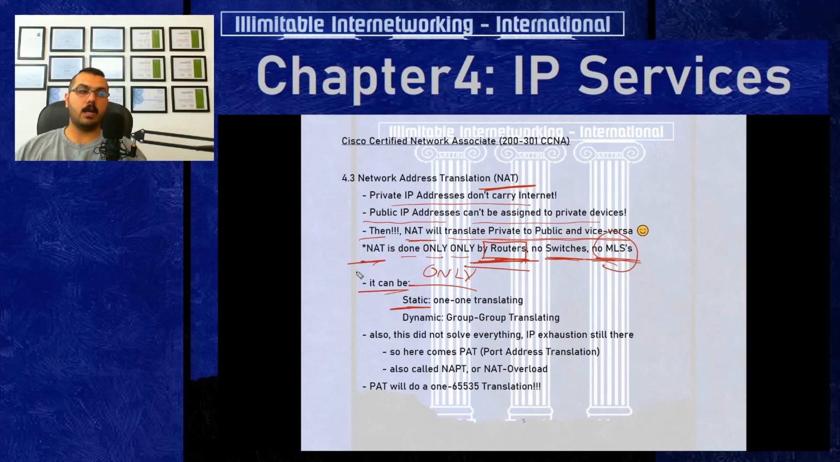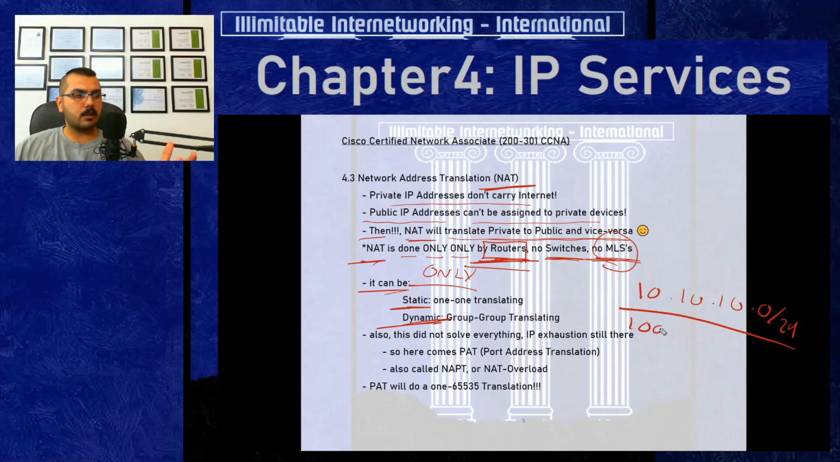So what you'll have is dynamic translation. Dynamic translation is that you inform the router whenever you receive, check this one, whenever you receive an IP address from this network, translate it to whatever IP address from maybe this network, which is public.